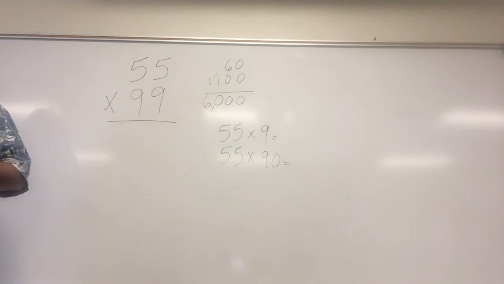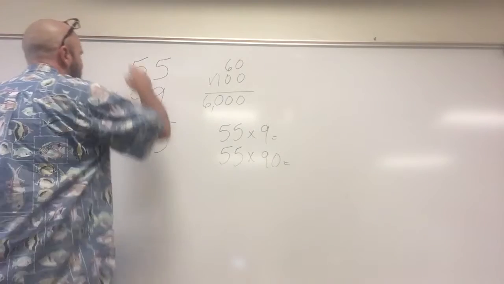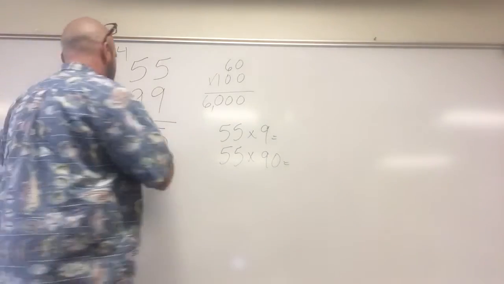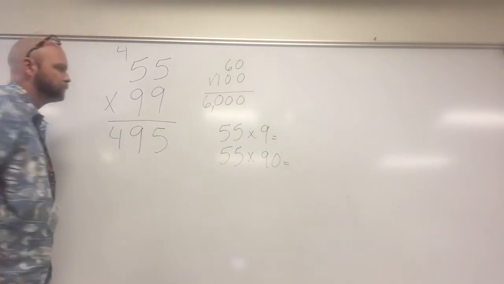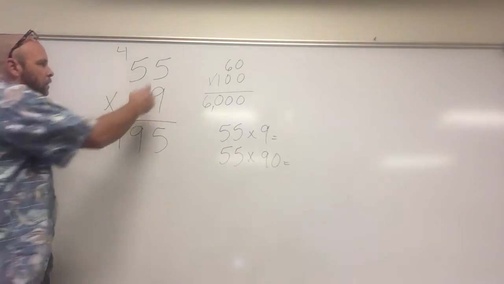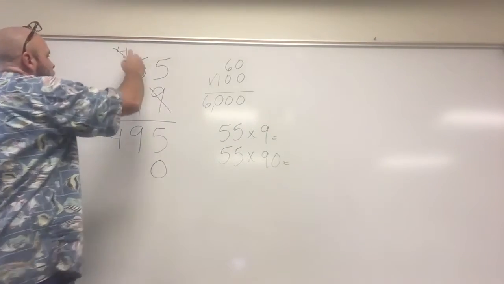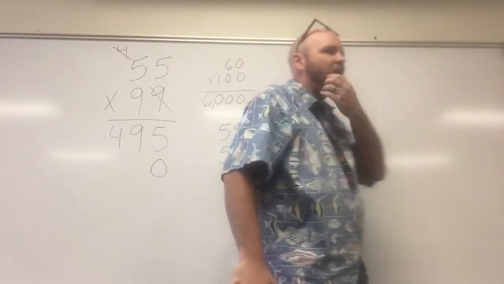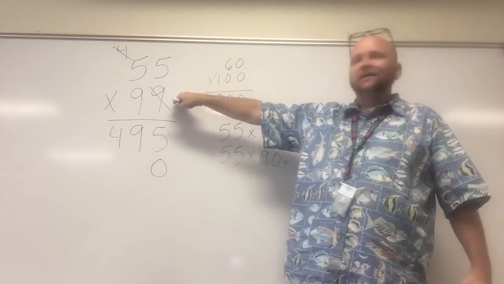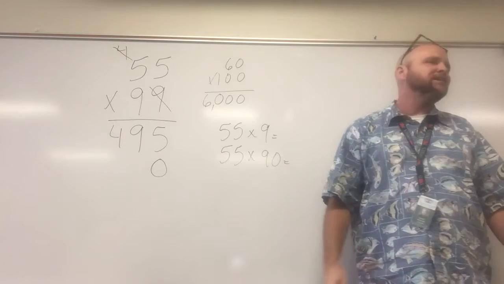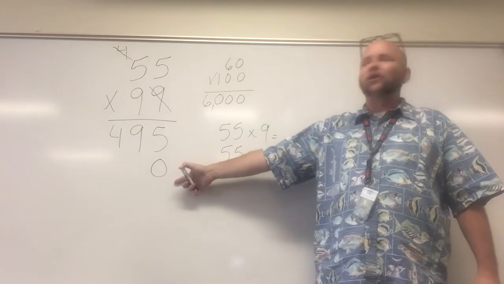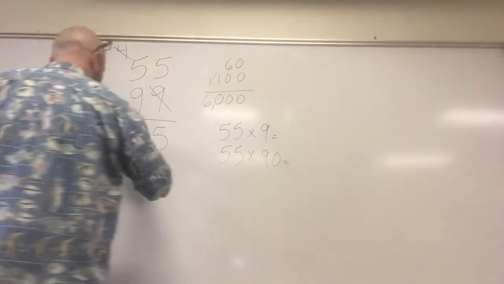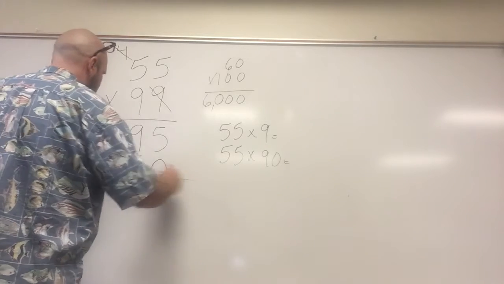9 times 5 is 45. 5, carry my 4. 9 times 5 is 45, plus 4 is 49. We're done with our ones place. Now I put a zero. Let me just explain something to you. The number in the ones place and the number in the tens place are the exact same number. So once you put your 0 at the end, you just put 495 in front of it.